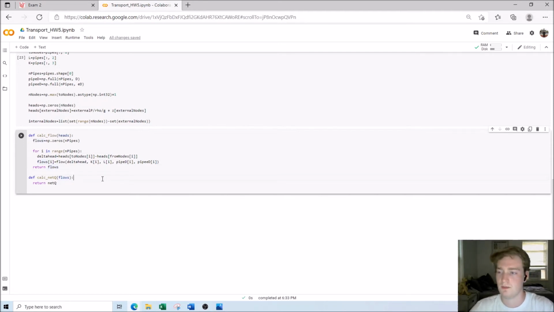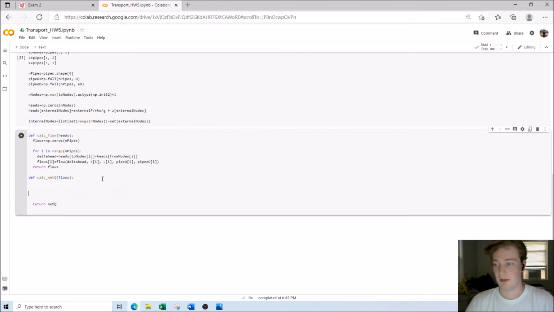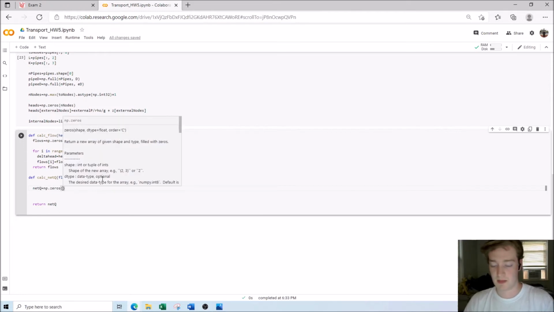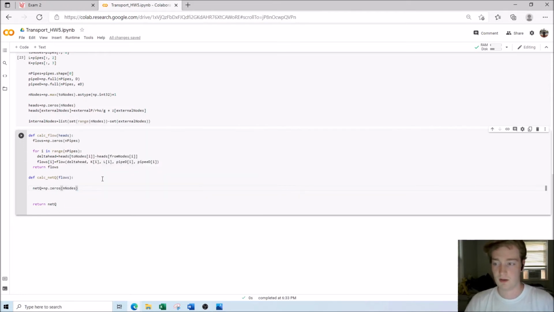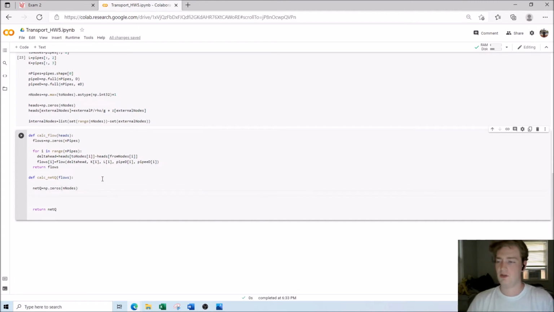Now, what about the net Q? Well, what we know is for each node, all of the flow going in minus all the flow coming out is the net flow. So let's get started here. Give myself some more room here. Let's see, let's make another empty list. So np.zeros. How long is it going to be? It's going to be n nodes long. Perfect. Now how are we going to do this? We're going to use add at. So np.add.at.